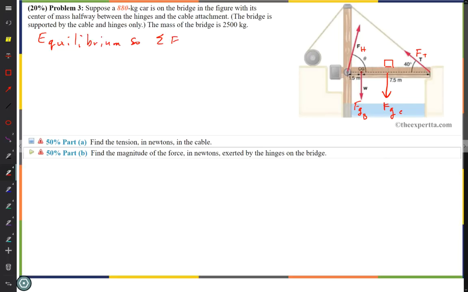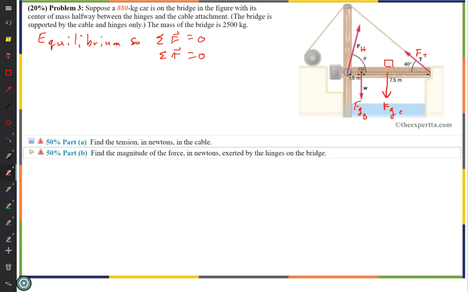So sum of the force vectors equals 0, and sum of the torque vectors equals 0. How many forces do I not know? I don't know the force of the hinge and the force of the tension. I know the masses and I know acceleration of gravity, so I know the two weight forces, but I don't know those two. So I have two unknowns. What am I looking for? First is the tension in the cable. So I'm just going to focus on that.